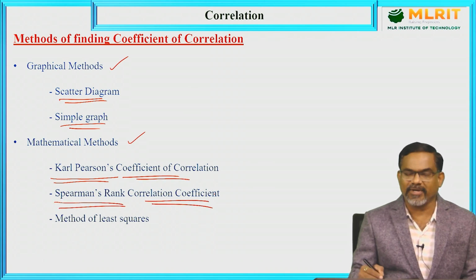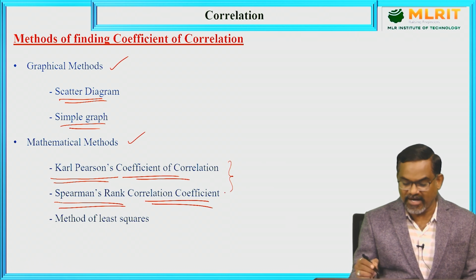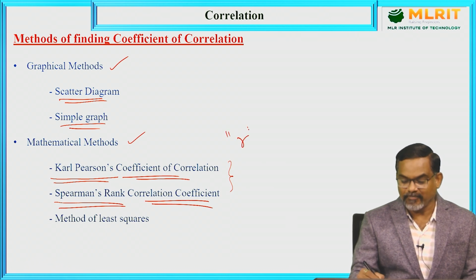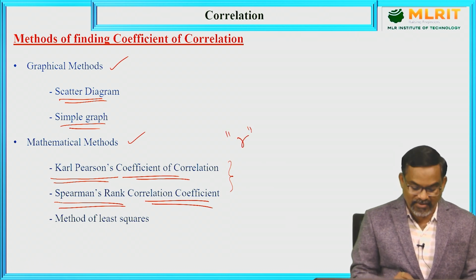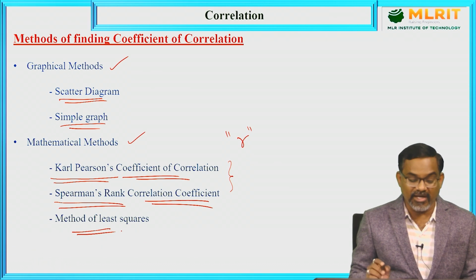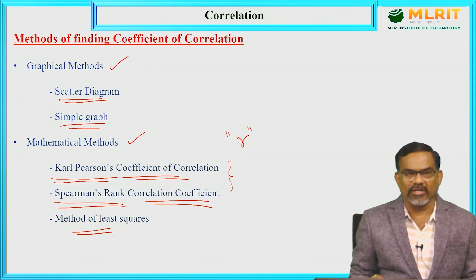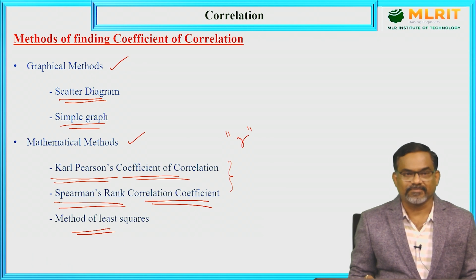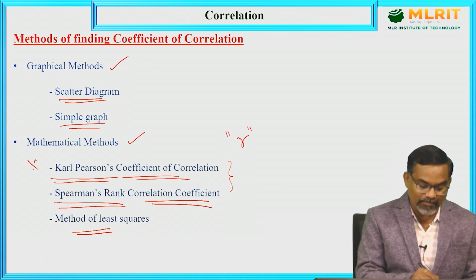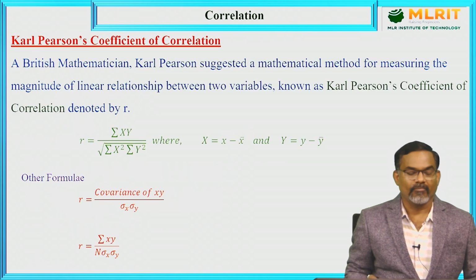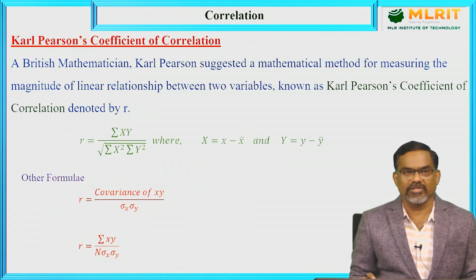There are two different types to find the correlation coefficient R: the mathematical method and the method of least squares. Here we are going to deal with mathematical methods only, not the graphical methods. Mainly the Karl Pearson's coefficient of correlation and Spearman's rank correlation coefficient. Karl Pearson's coefficient of correlation.